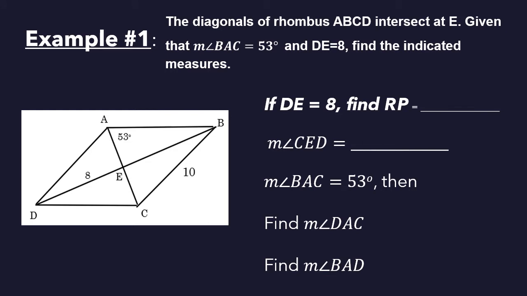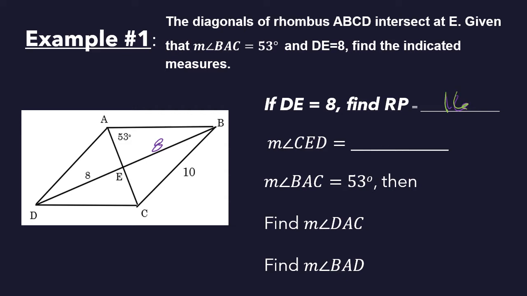Alright, so example number one. The diagonals of a rhombus ABCD intersect at point E. Given that angle BAC is 53 degrees and DE equals 8, we're going to find the following measurements. So if DE is 8, that means that EB is 8. And basically what that means is that DB is going to be 16.